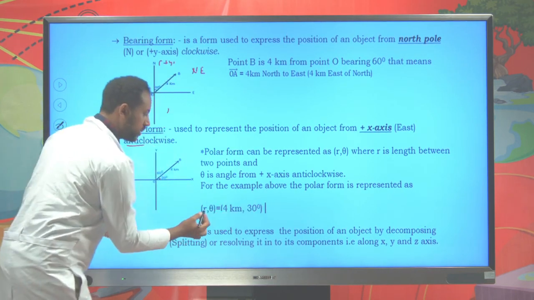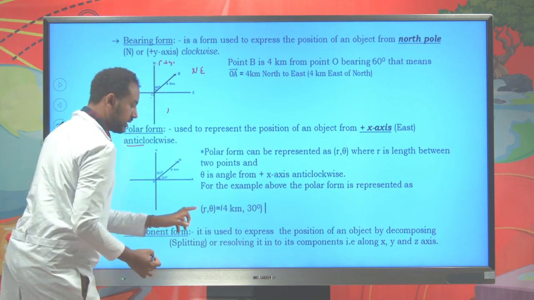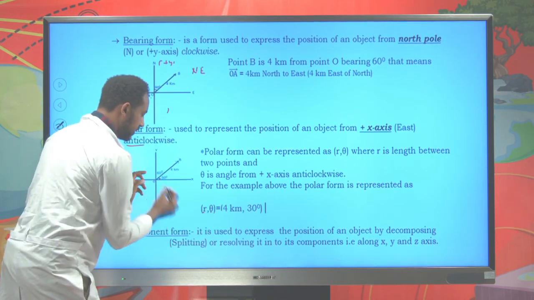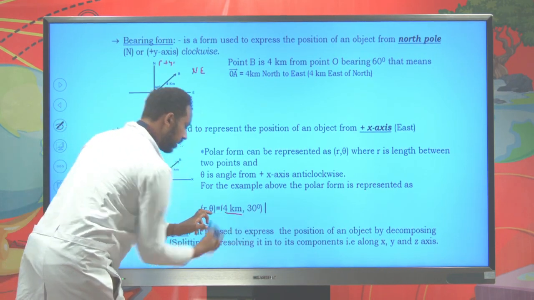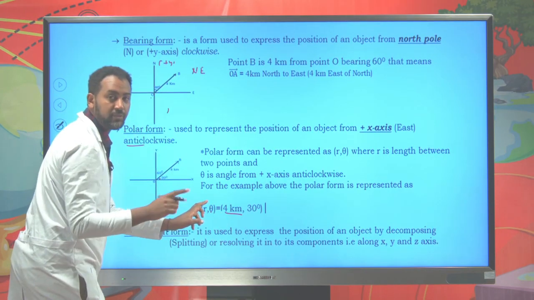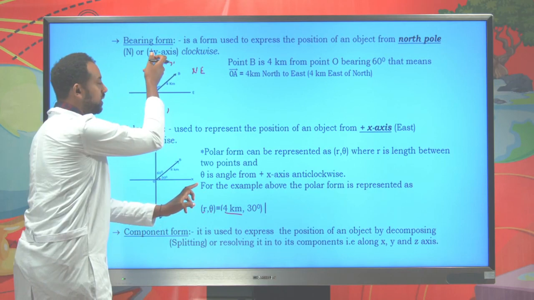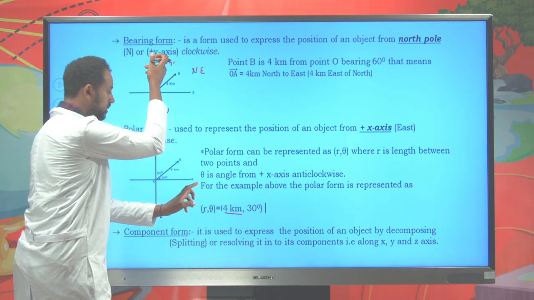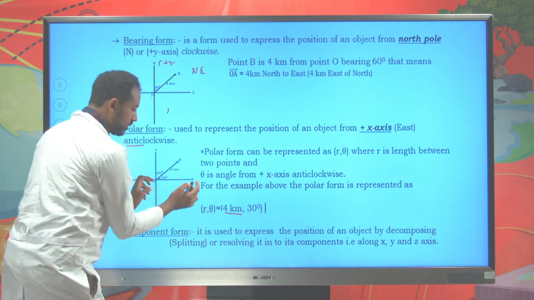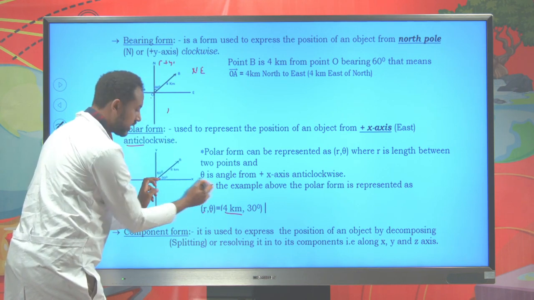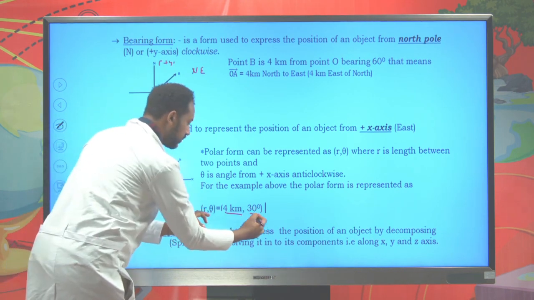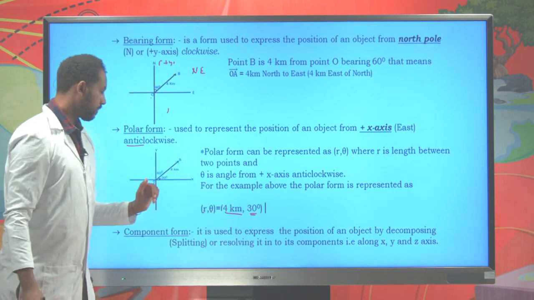Therefore, to represent using polar form, you have to give the distance as well as the angle. The distance is 4 kilometers, and the angle should be measured from the positive x-axis, not from the north axis. For bearing form, you have to use the north axis, but polar form uses the positive x-axis, or east. Therefore, you put 30 degrees.